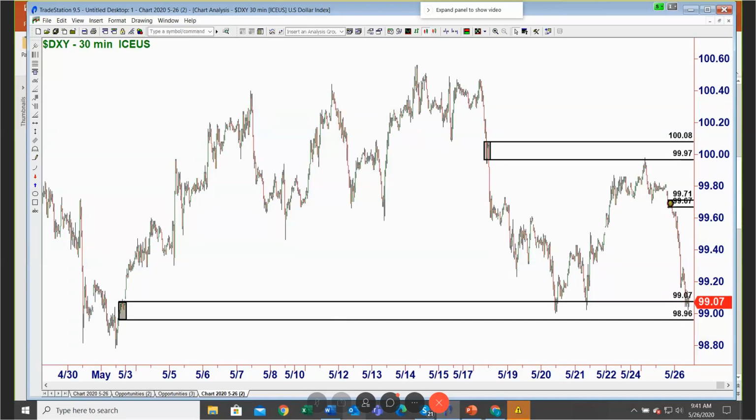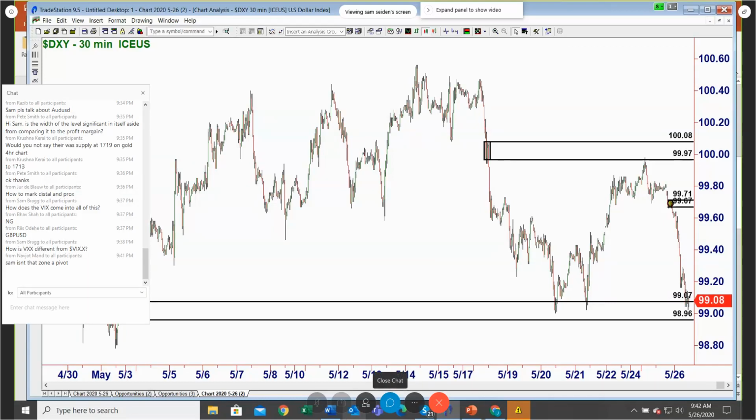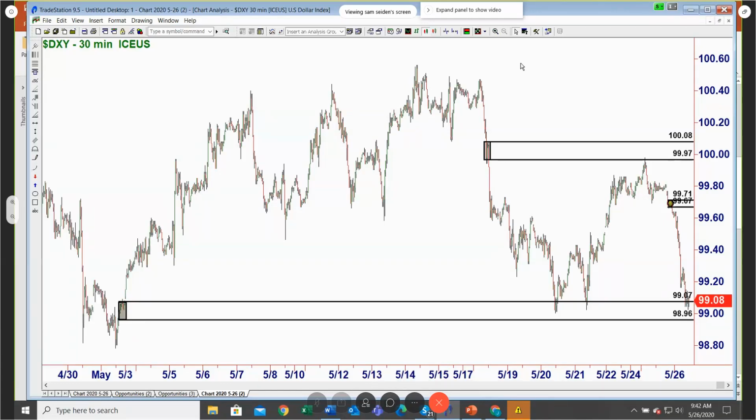Good question there, Navjot. So that zone is inside of a pivot. It's not the pivot itself. No, I would say no pivots are supply or demand levels. Some pivots contain really quality supply or demand zones. That's really the best way that I can answer it, and the most accurate answer I can give you.